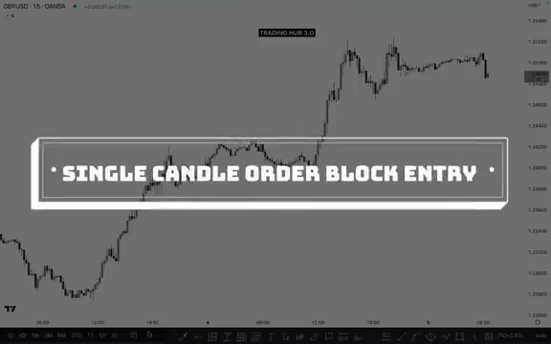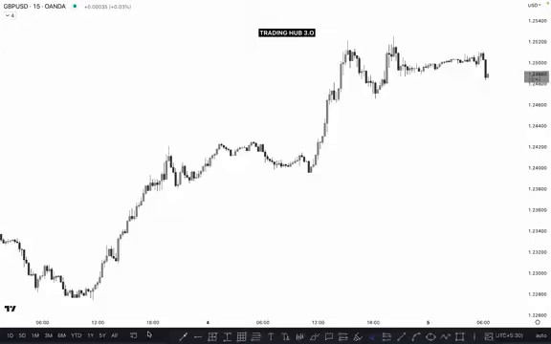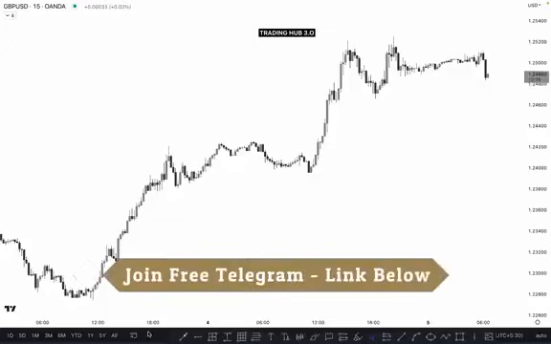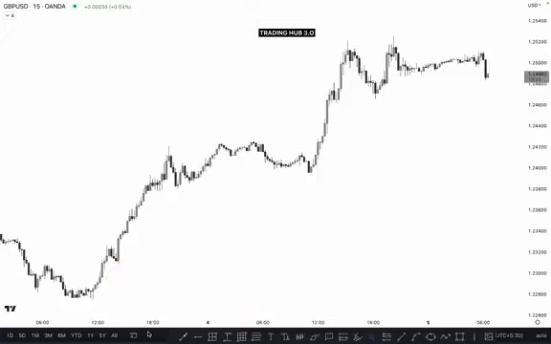In this video we are going to talk about what a single candle order block is, how we can identify them, and what criteria you should follow before marking a single candle order block. First of all, you have to understand what a single candle order block is. A single candle order block basically is created in an impulsive and corrective wave.